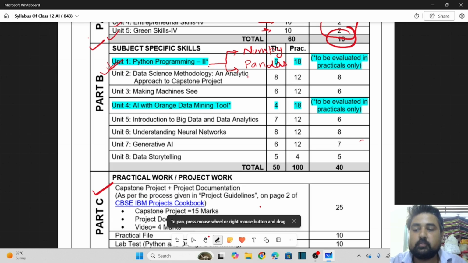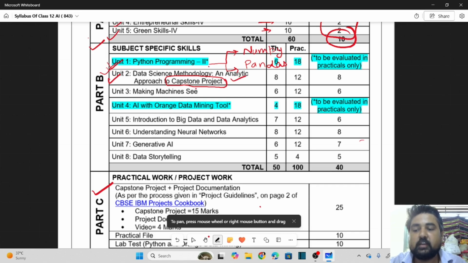Now, coming to the second unit, data science methodology, analytic approach of the capstone project. A very important topic here is the capstone project. We are going to study data science methodologies, step by step, along with model validation and model performance metrics.